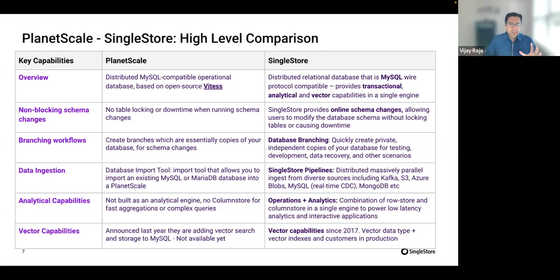But as you can see, if you compare PlanetScale and SingleStore at a high level, you pretty much get all of the key features of PlanetScale, including MySQL compatibility, distributed scale architecture, non-blocking schema changes, all of that. But you get so much more. You get a plus that you can use to power your applications. And all of this is available in a free tier that's completely free for life. So you can use it to power your applications, and we'll talk a lot more about that.